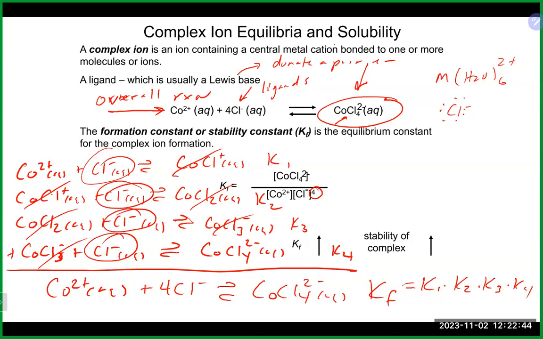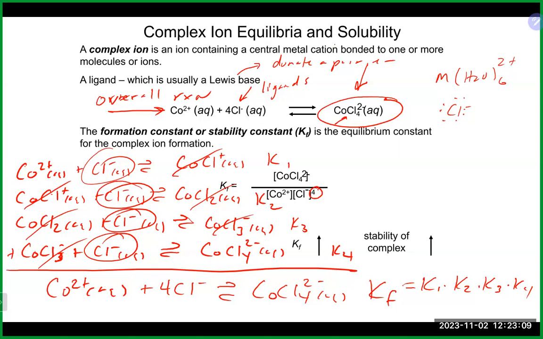So sometimes in these sorts of situations, you may be given the overall reaction where all the ligands have already been put on there. You may be given the stepwise one where you might have to add up the equations together and get an overall K value. So sometimes that happens with these ligands that are being added on. Any questions on that there?